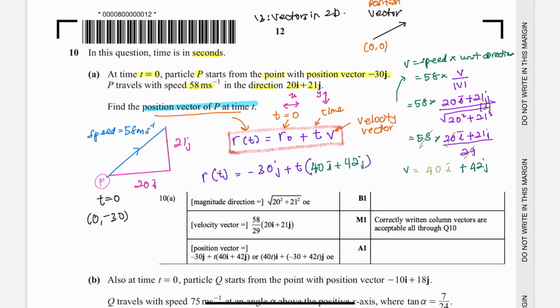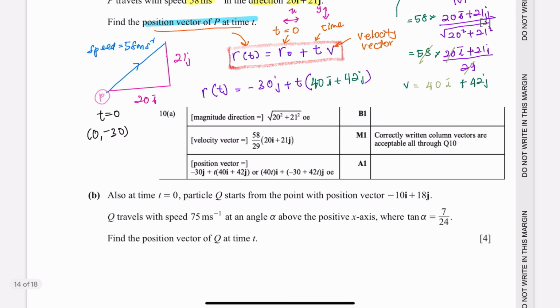Let's check with the marking scheme. This is a 3-mark question. If you manage to find the magnitude of the direction, which is this part, you get 1 mark over here. And then if you know how to find the velocity vector, which is this part, you get 1 mark here. And then putting it all together in this formula, you get the last mark. So let's check. Negative 30j, that is this one. And then t, which is this one. And 40i plus 42j. Moving on.